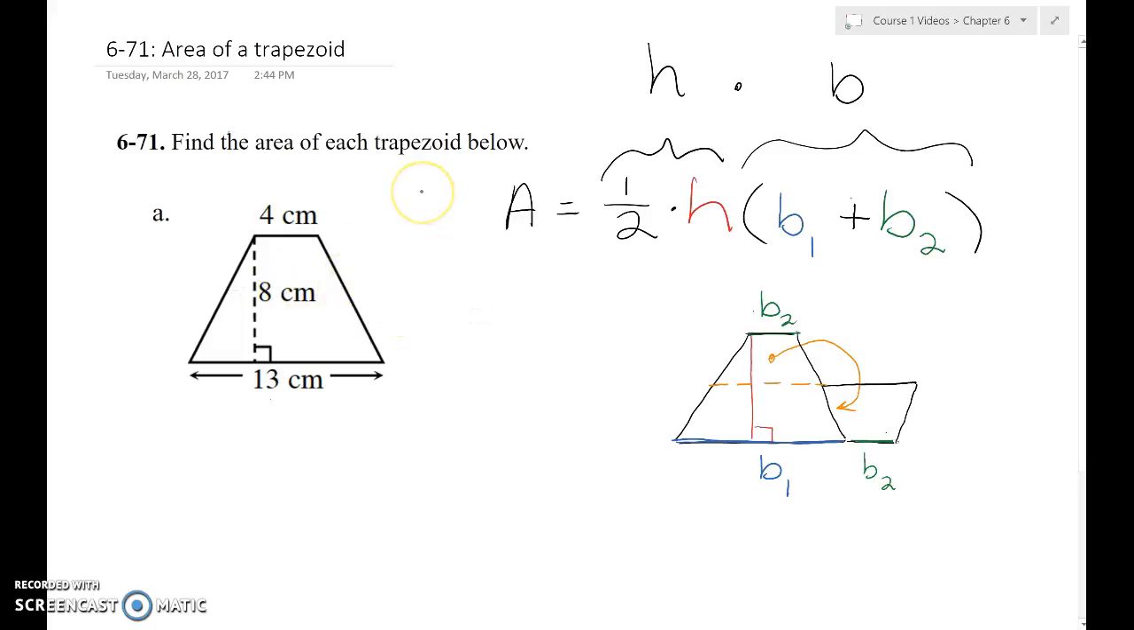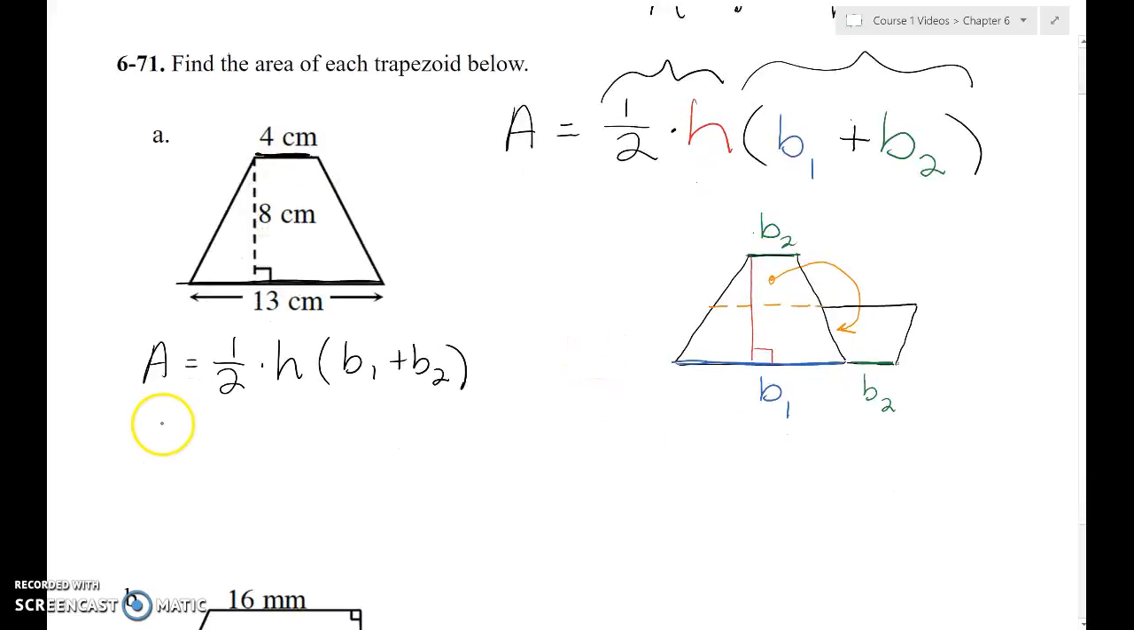So I do this formula if I can cut the height in half fairly easily. In this case, I can divide 8 by 2 pretty easily. So I'll write the formula. Area is 1/2 of the height, and then I'm going to multiply that by the bases. I'm going to call the bottom B1 and the top B2. You can change either one.